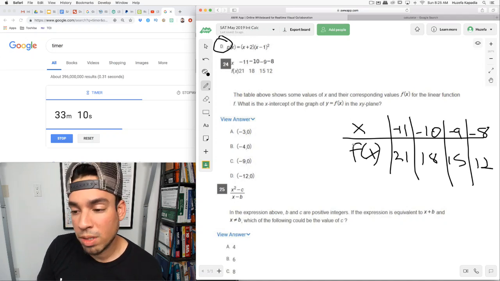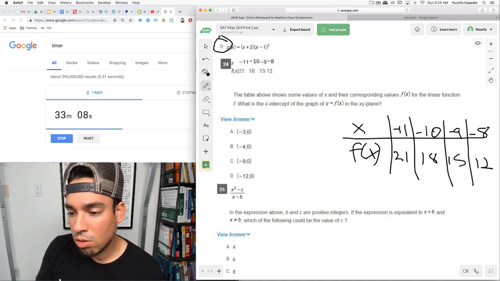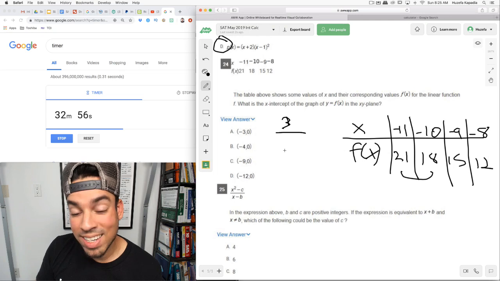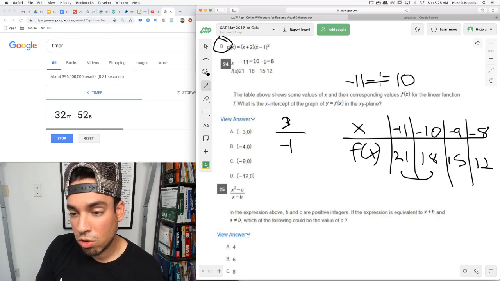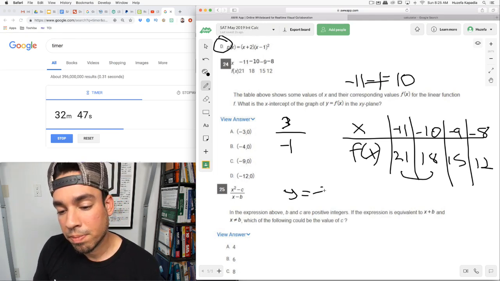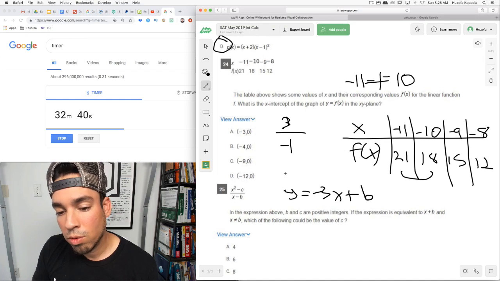Okay, but I'm just going to come up with a linear function. So let's first calculate the slope. Let's subtract this way. So 21 minus 18, which is just 3, over negative 11 minus negative 10, which is negative 1, right? Negative 11 plus 10 is negative 1. So slope is negative 3. And we don't know the y-intercept, so we're going to solve for it. So I'll plug in, I don't know, 12 for y and negative 8 for x.